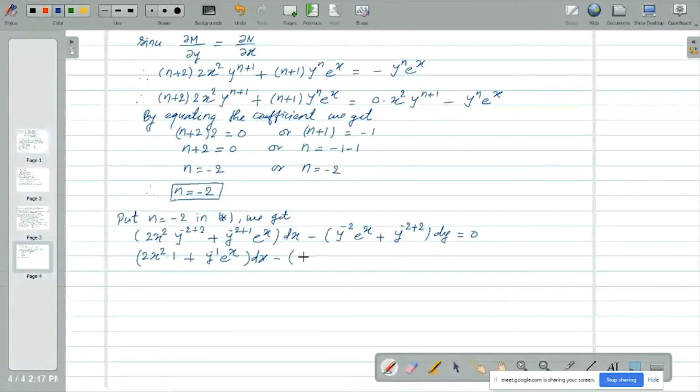E raised to x upon y square, plus here y raised to 0 is 1, dy equal to 0. Just simplify it again. So we write here, instead of y raised to n, we write simply x by y, upon y. Okay, so this is the differential equation.